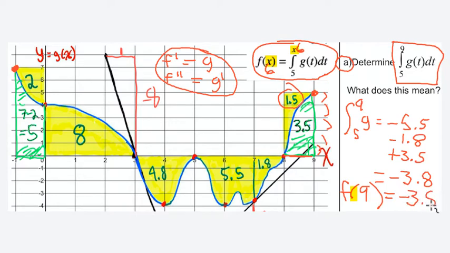Now, the other thing that we could do is think of it as how much the y value of the function changes by going from x equals 5 to x equals 9, which does make sense because there's more negative area than positive area. So the function, generally speaking, is decreasing over this time. Okay, so let's take a look at some other questions.